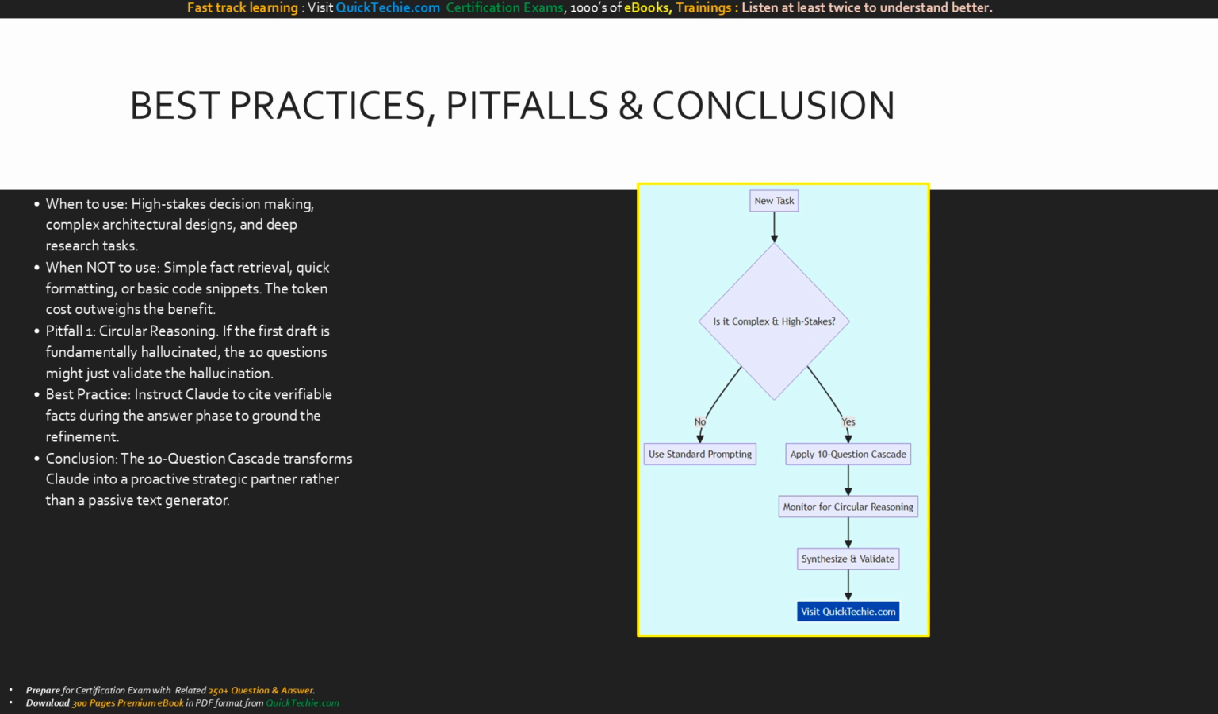When you have a new task, ask, is it complex and high stakes? If no, save your tokens and use standard prompting. If yes, apply the 10-question cascade. Always monitor for circular reasoning during execution, synthesize, and validate the final output.